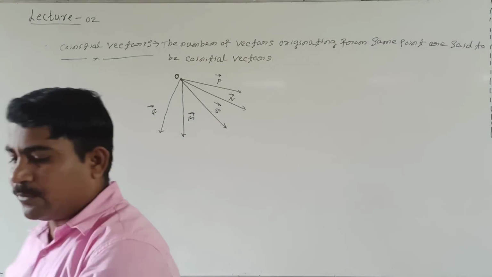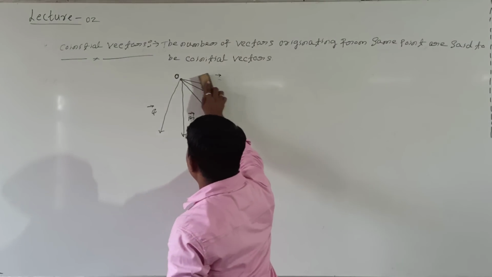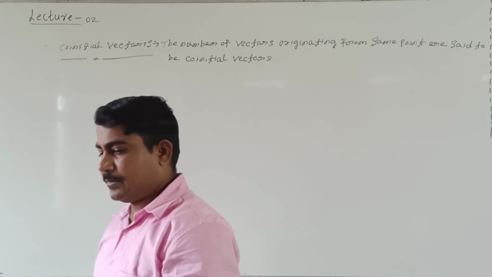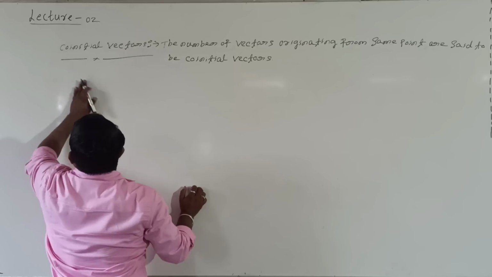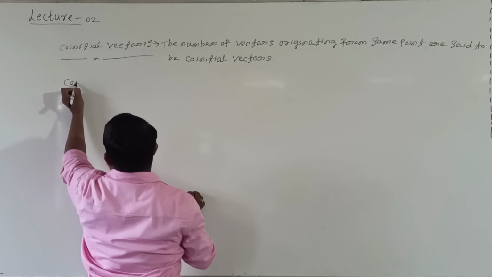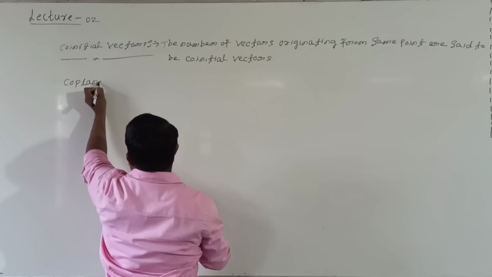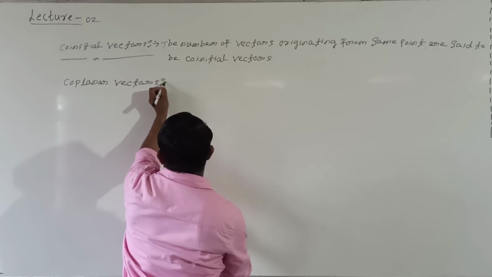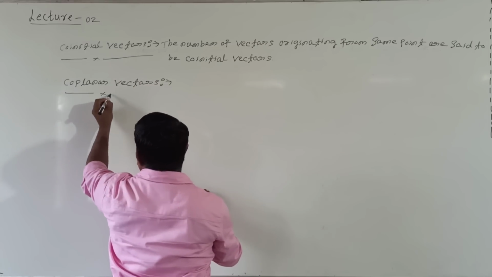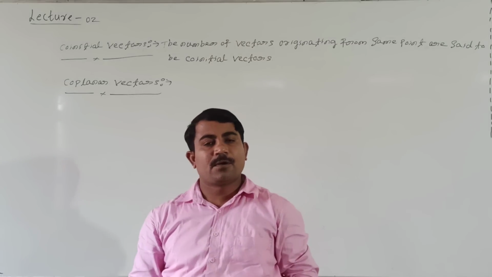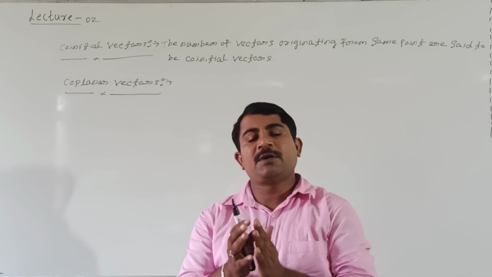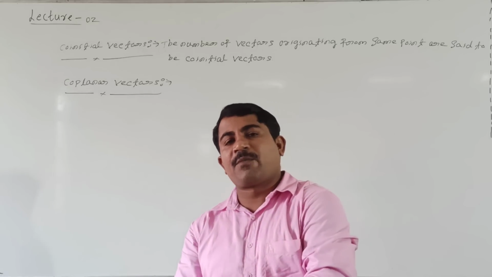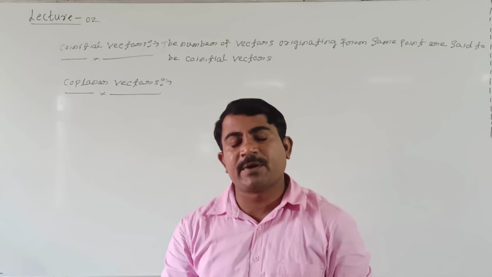After this, let us take one more type of vectors. Co-planar vectors. Co-planar vectors mean the number of vectors lying in the same plane. Such vectors are said to be co-planar vectors.